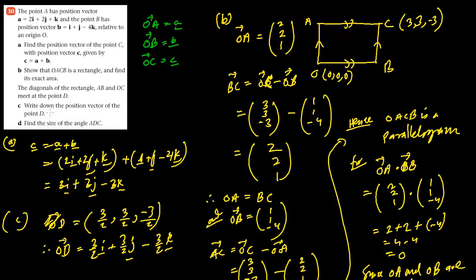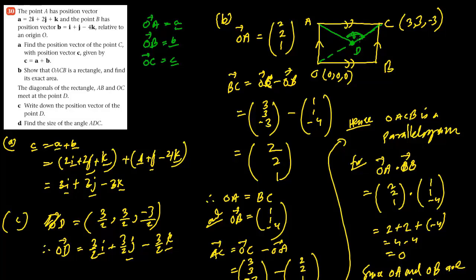So that's the position vector of D. Now we have to find the angle ADC. ADC, this is the angle we have to find. So we know the midpoint. So this is D. So we have to find this angle ADC. This is the angle we're looking for.